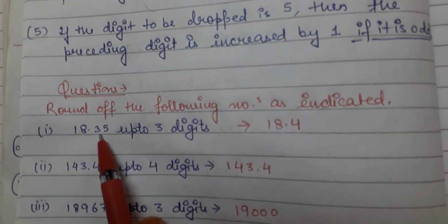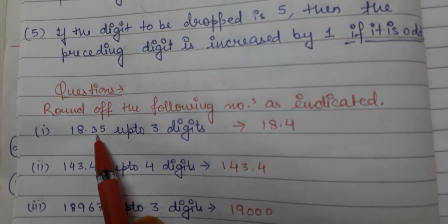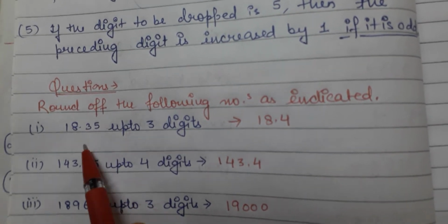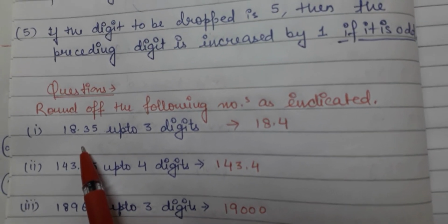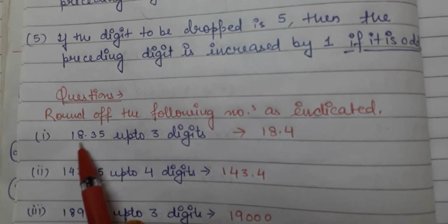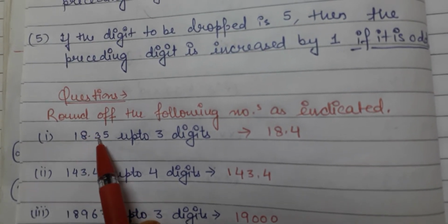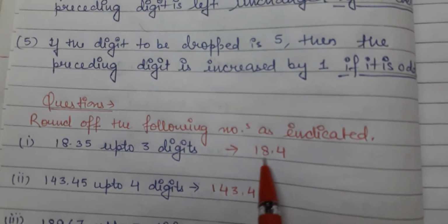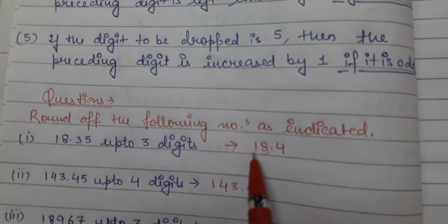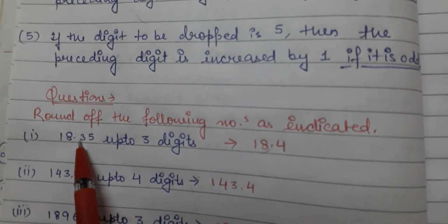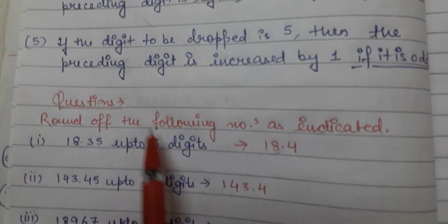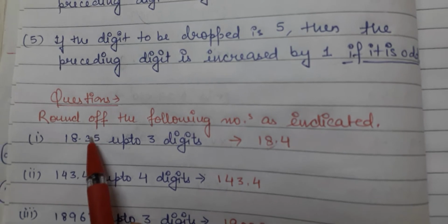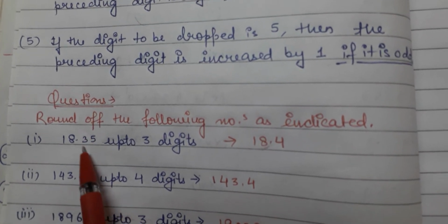Okay, so you have to round off this digit. And the first rule says, if the digit to be dropped is smaller than 5, since 3 is smaller than 5, then the preceding digit is left unchanged. Then we no need to change the preceding digit. Means if I round off the third digit, my answer will be 18.4. I no need to change the 8 here. Okay, the preceding digit of 3 is 8.